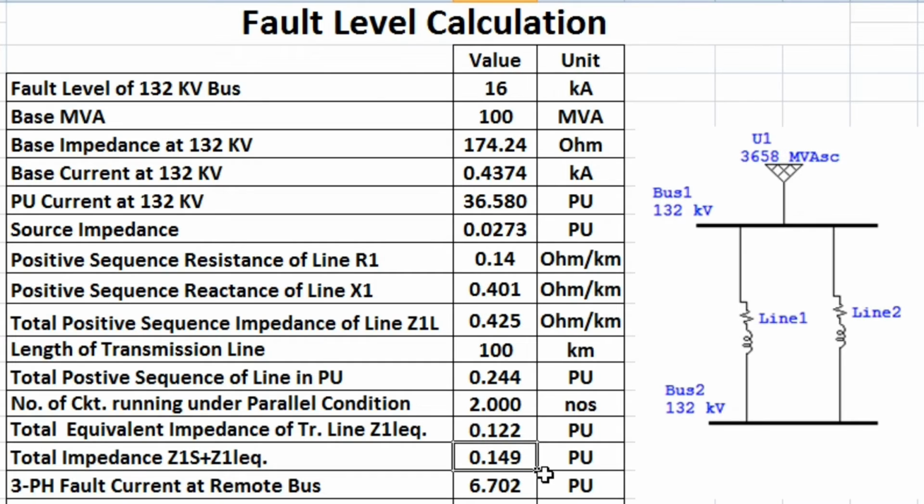Which comes as 0.149 per unit. So the three-phase fault current at the remote end bus is 1 divided by the total positive sequence impedance, that is 1 divided by 0.149, which is equal to 6.702 per unit. In terms of kiloampere, since the base current is 0.4374, multiplying this gives the fault current at the remote end bus. It is 6.702 into 0.4374, which is equal to 2.931 kiloampere.